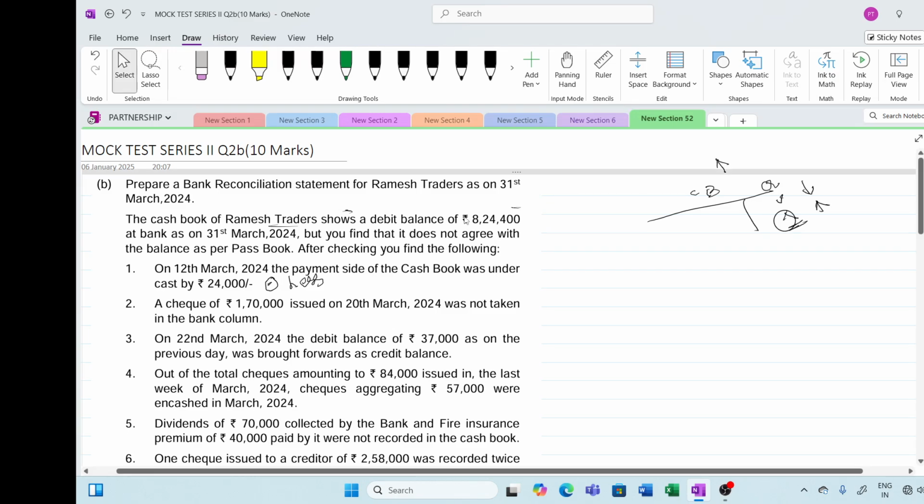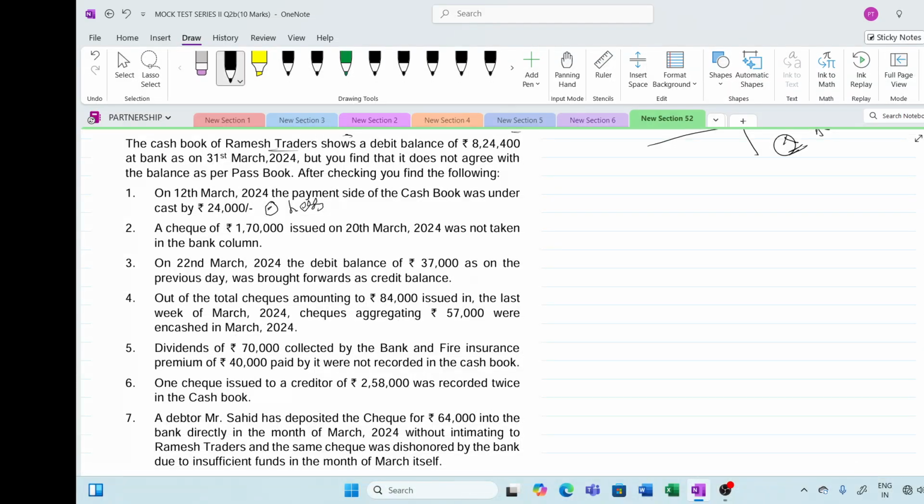Next one, a check of 1,70,000 issued on 20th March was not taken in the bank column. Again, see here, it is not taken. Issued means credit side. When you don't take anything on this column, your balance will go up as per your book. But in the bank, it is not the case. They would have reduced this 1,70,000. So this will appear on your left side. Clear? Next one, moving on.